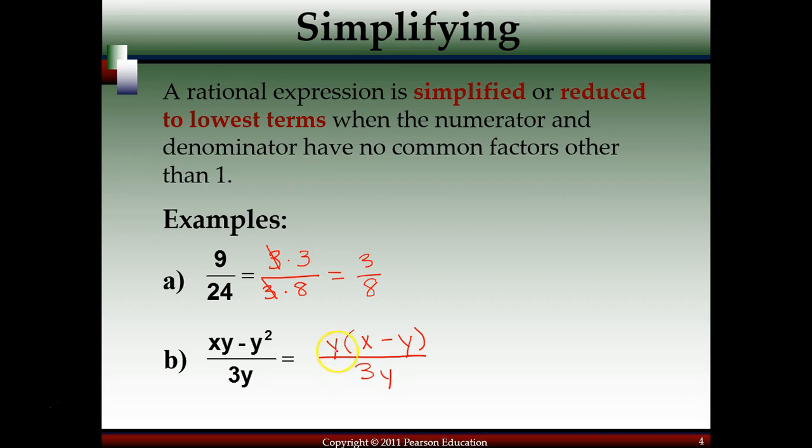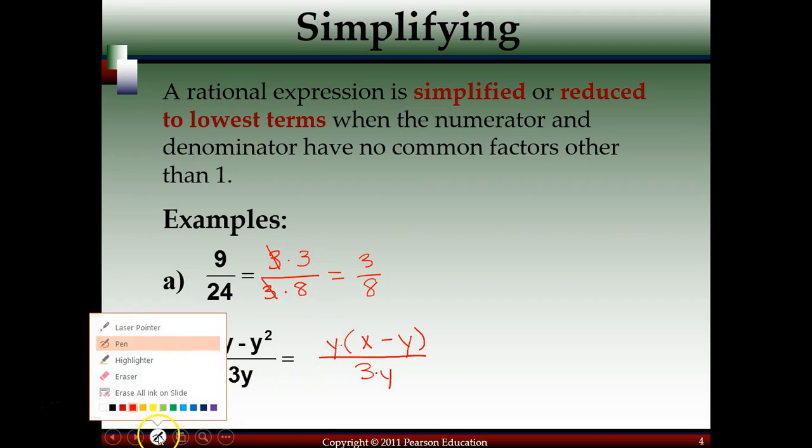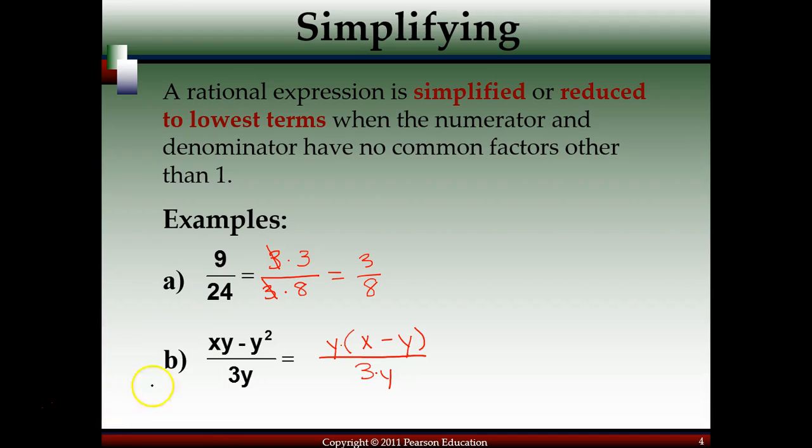Now see, we have a y in the numerator and a y in the denominator. These 3 and y are factors that are being multiplied. Just like I could cancel a 3 from both numerator and denominator here, I can cancel out a y. So our expression, after canceling out the y, is x minus y over 3. And we're done with that one.